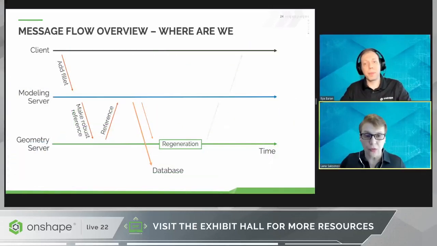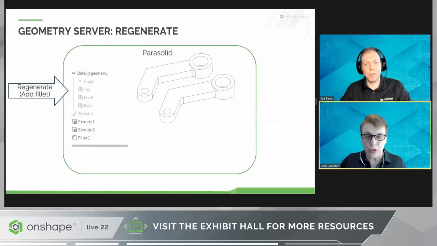Now the modeling server asks the geometry server to give it tessellation and feature regeneration reports at the new microversion. The geometry server is sent the definition increment. In this case, add fillet to instruction. The increment is analyzed. In this case, a new feature is being added, no rollback is required, and regeneration starts at the new feature. If we were editing extrude 1, we would have rolled back to before extrude 1 and regeneration would start there.